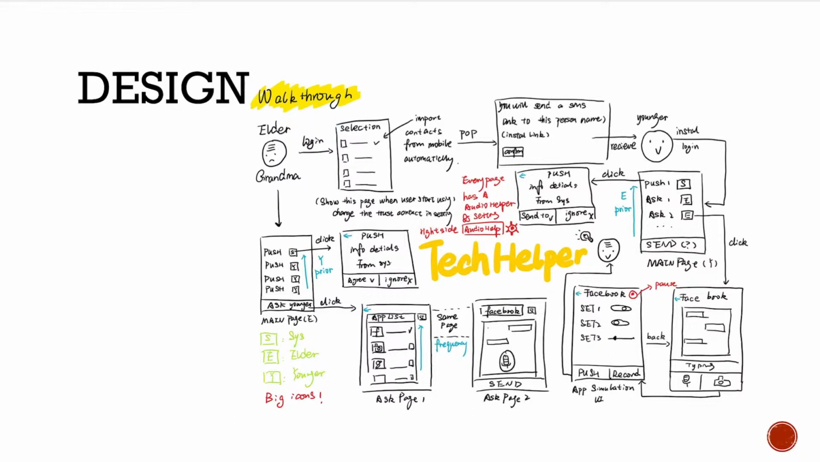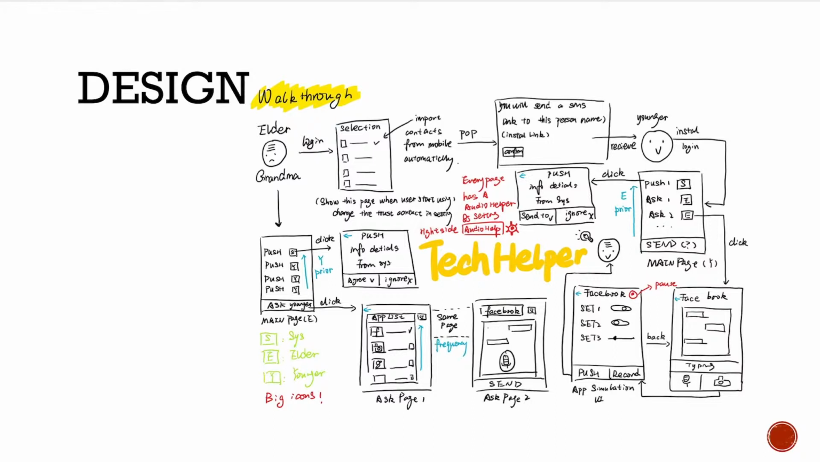So the main page of the elder view is a push page. There are a lot of pushes from the system and from the younger trusted person. The elder can choose one push to see the detailed information about this push, and he or she can decide to agree with this push or just ignore it. And all these pushes are ordered by the younger priority, then ordered by the time priority.